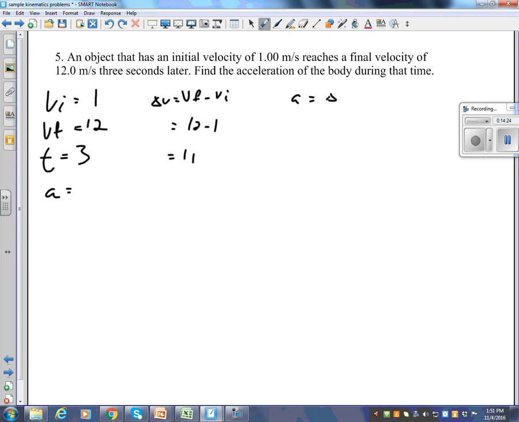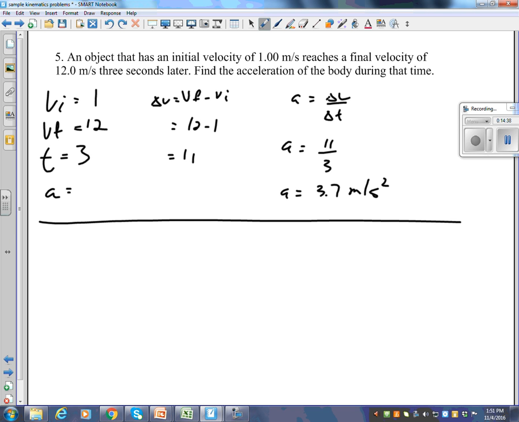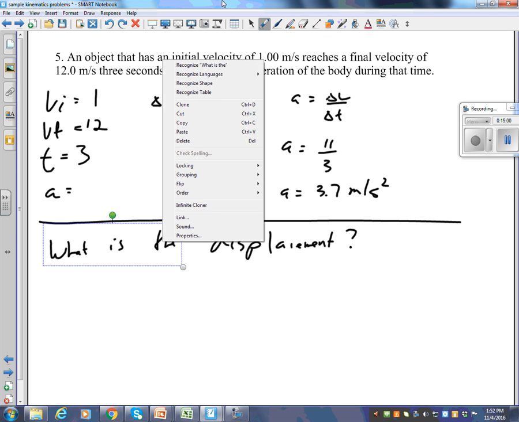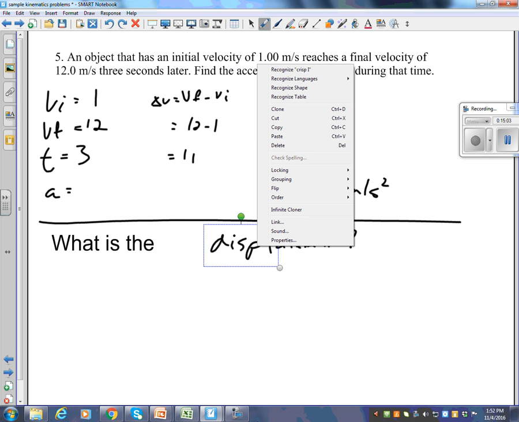A equals delta V over delta T. 11 over 3, and what do you get? 3.67, right? 3.7 meters per second squared. No, you guys need to learn how to round. It's 3.6 repeating, which rounds to 3.7. I don't see why you guys think that rounding is so hard. With 3.67, yes, I would take that.